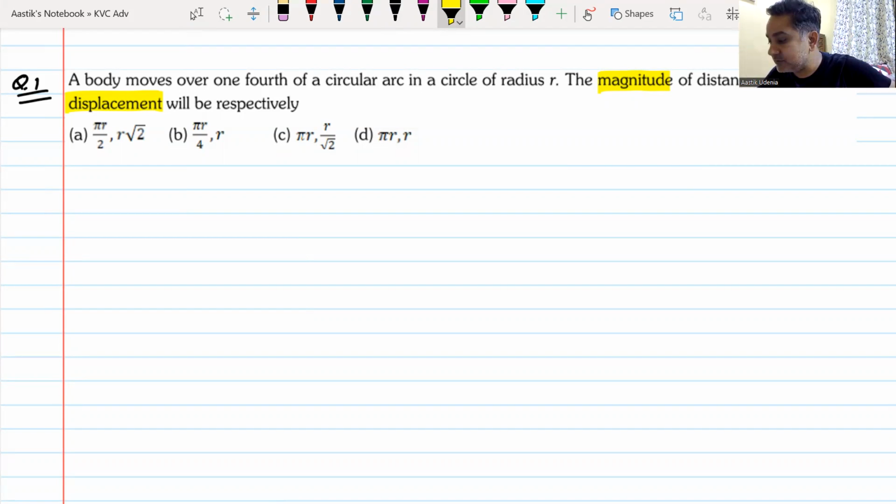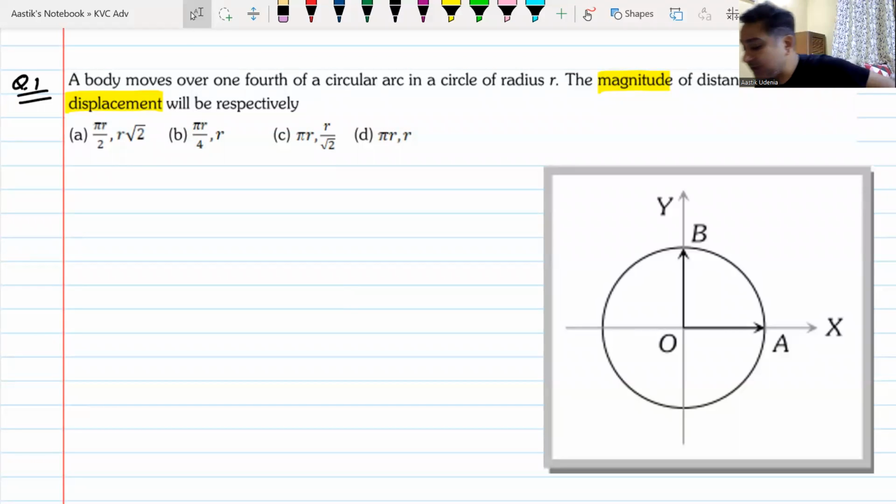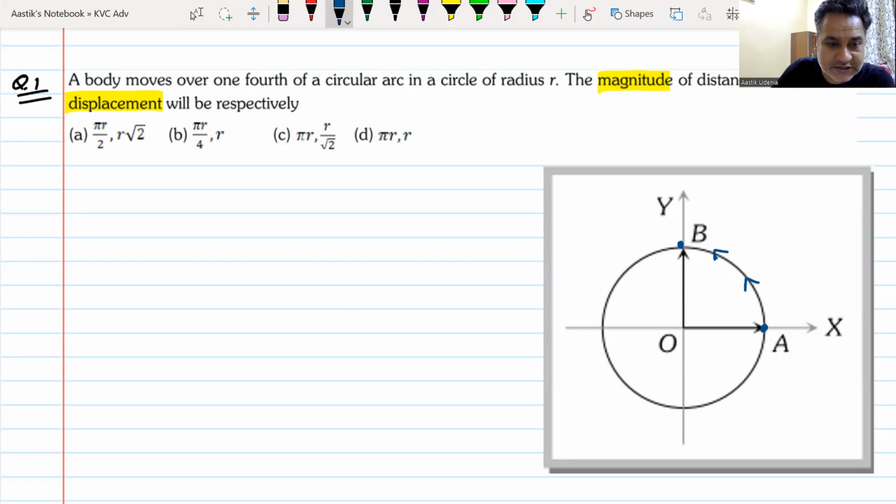In this case, I have drawn a small diagram for you. The diagram may not be there in the question, but since this is the first question, I have drawn it for you. So the particle was at point A, the initial position, and then it reaches point B, the final position. Can you tell me how much distance it has traveled and what is the magnitude of displacement? I'll give you 1 minute to solve it and I'll wait.